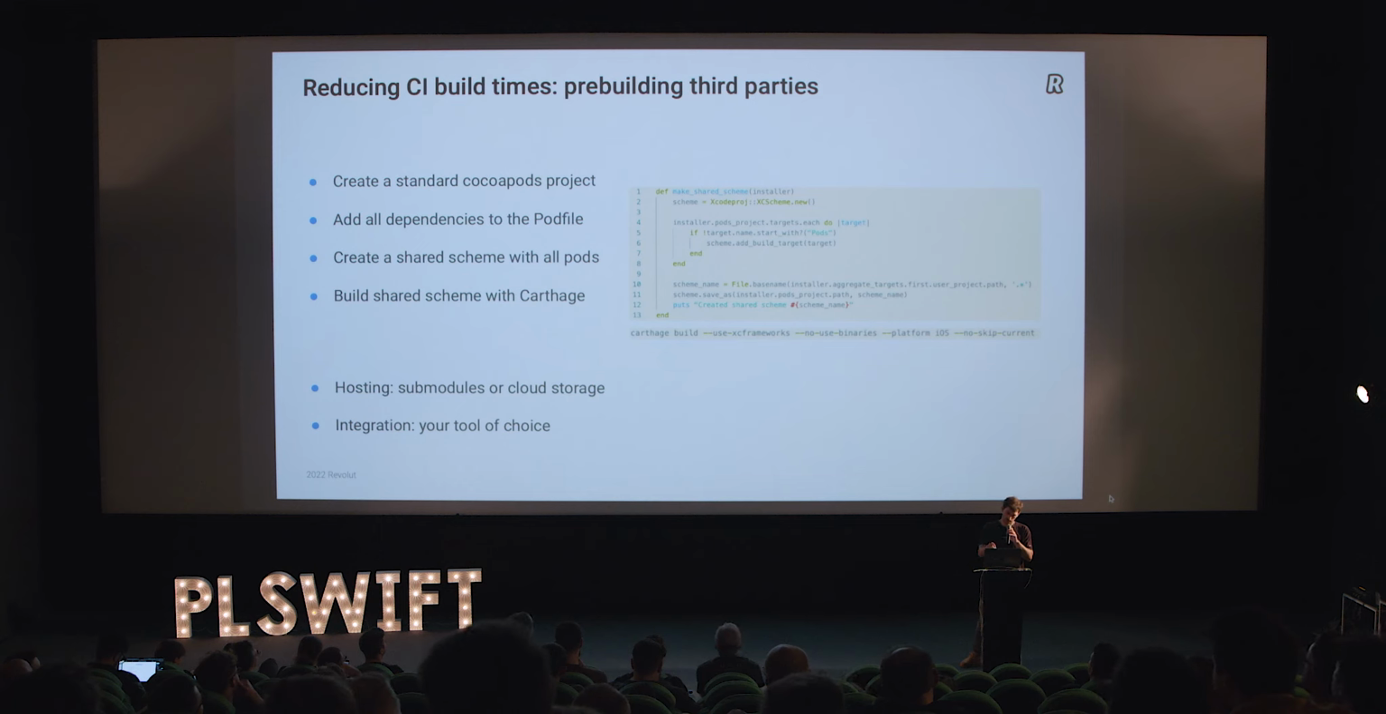It's basically iterating over all the targets in the Pods project, creating a scheme with all these targets and sharing this scheme. It has to be shared because Carthage will only build shared schemes. And basically you just run Carthage on that. The command you need is the one on the screen, where the main part is --no-skip-current, which basically tells Carthage, hey, create binaries for the project that is in the current directory.